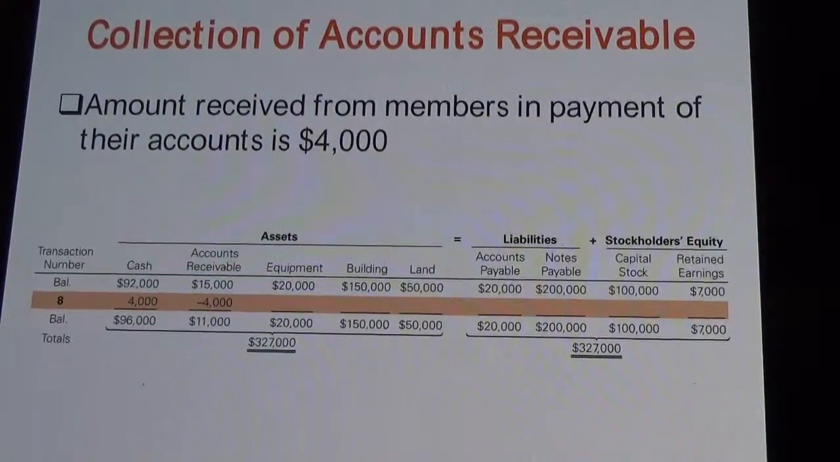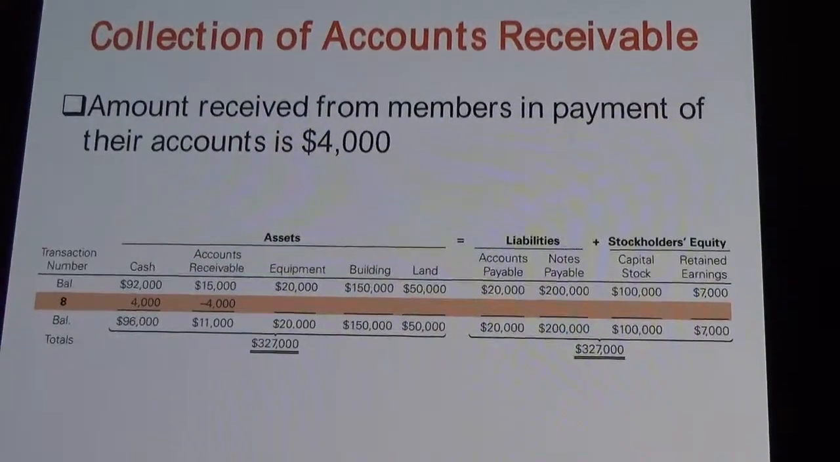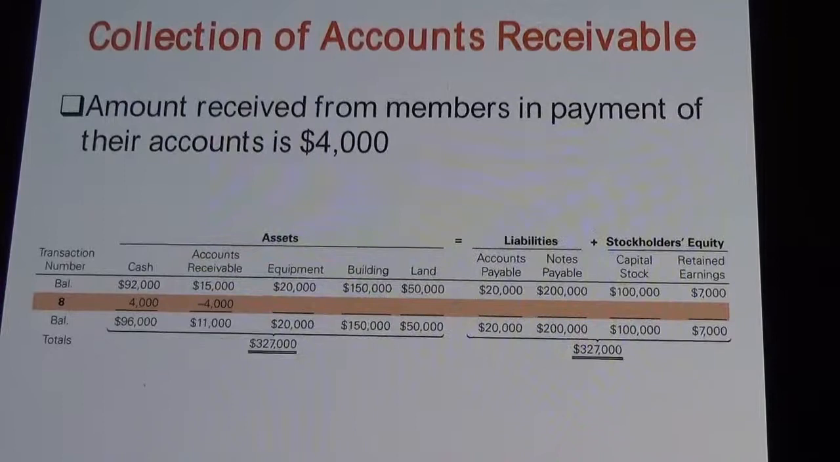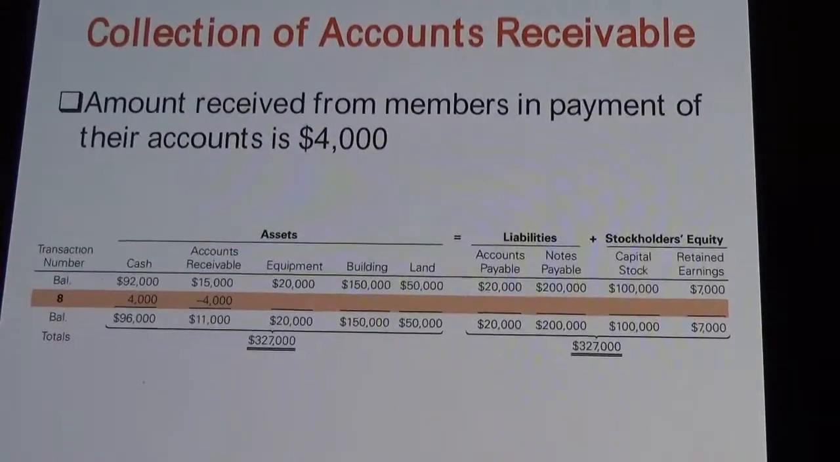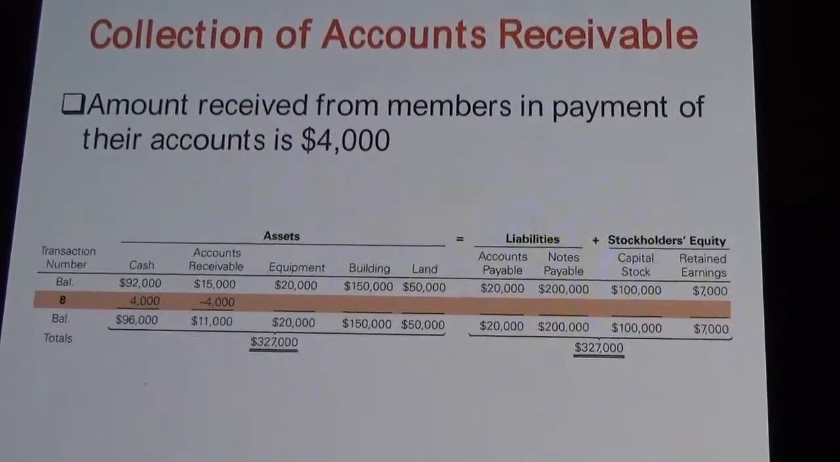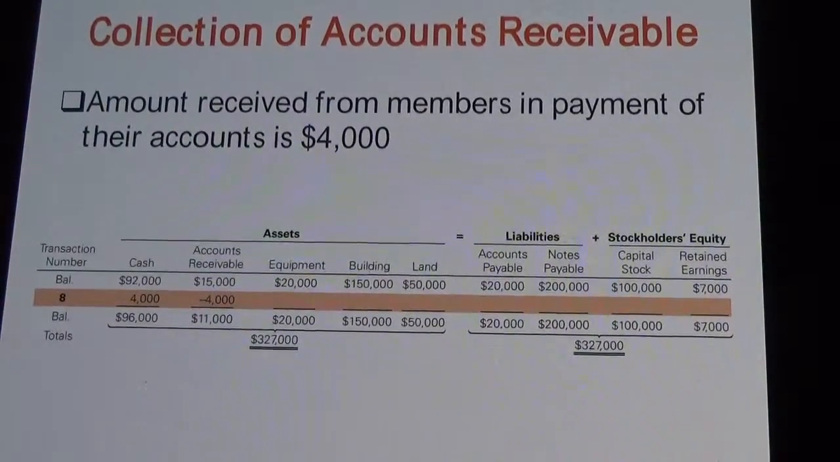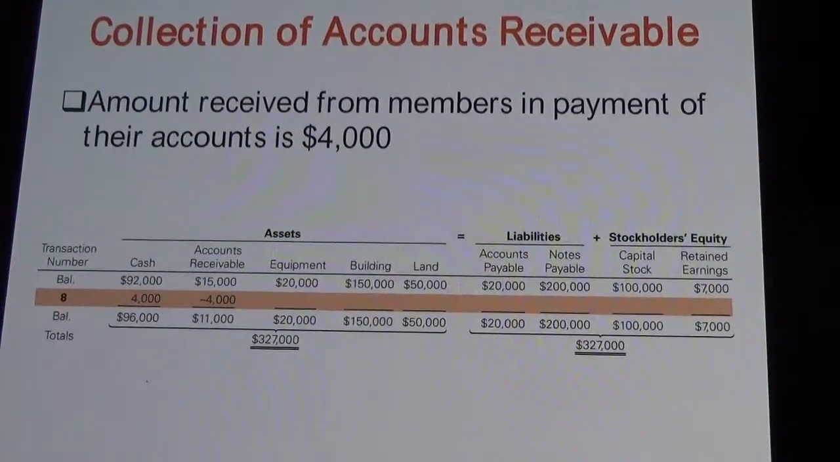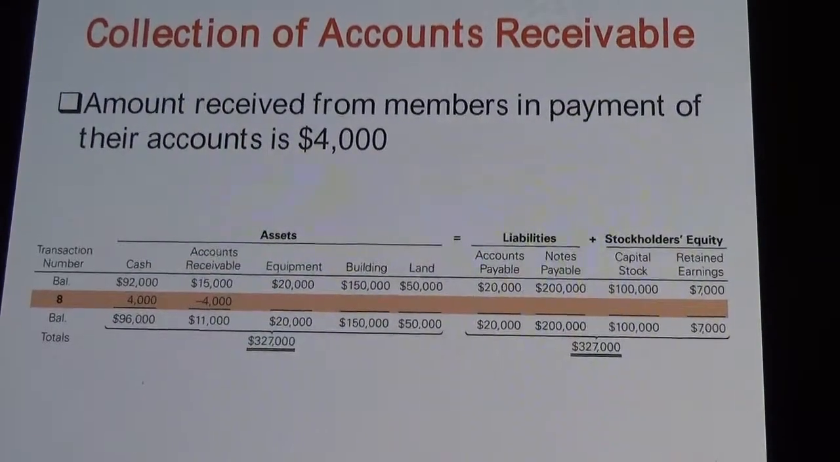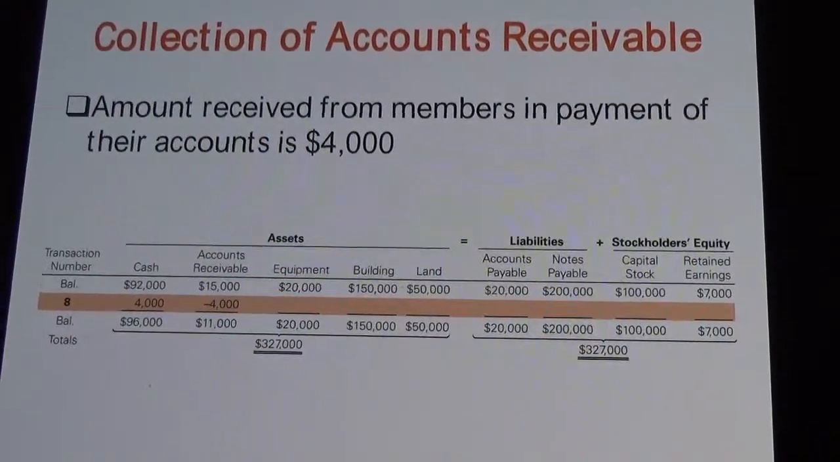That would be an increase. They might want the effect on the accounts receivable asset. That would be a decrease. But they might ask for the overall effect on assets, or they might ask for the overall effect on the equation as a whole. And the answer in both cases is 0, because the one increase nets against the decrease for a total effect of 0.